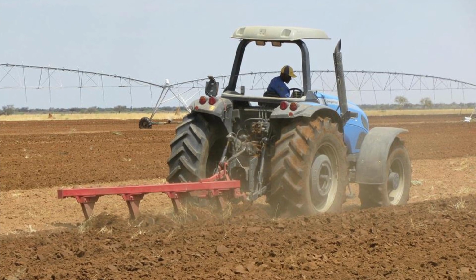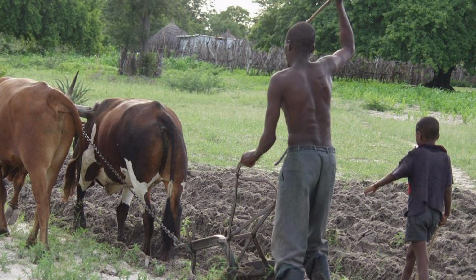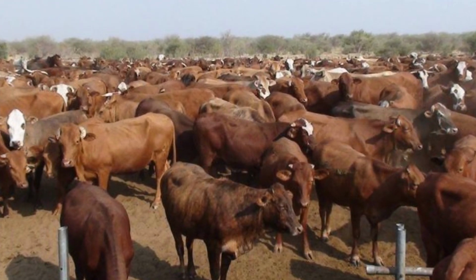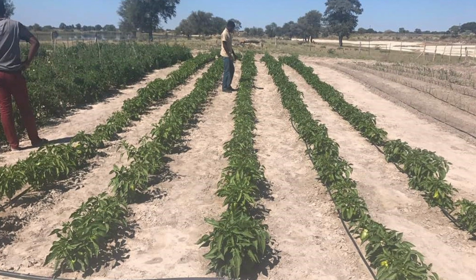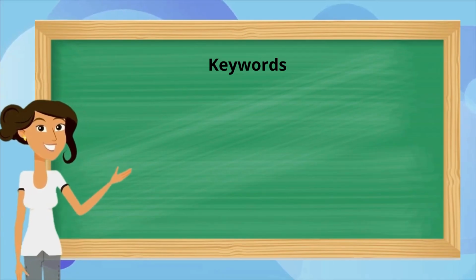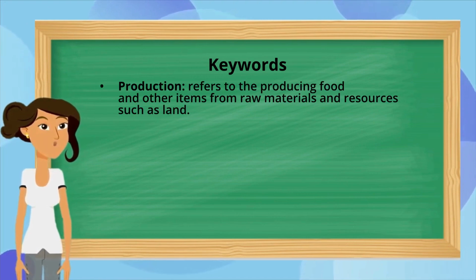Agricultural production is very important in Namibia, and it involves both growing of crops and breeding of animals. About 70% of the population is directly or indirectly dependent on agriculture for their livelihood. Let's look at some of the key words that we need to know and understand before moving deeper into the content. The word production. Production refers to producing crops and other items from raw materials and resources such as land.